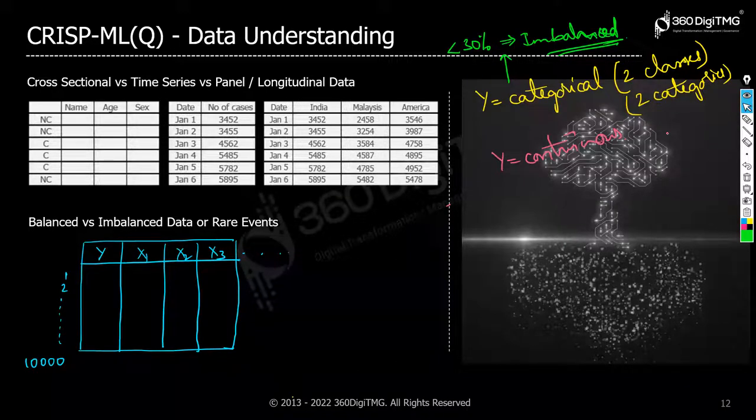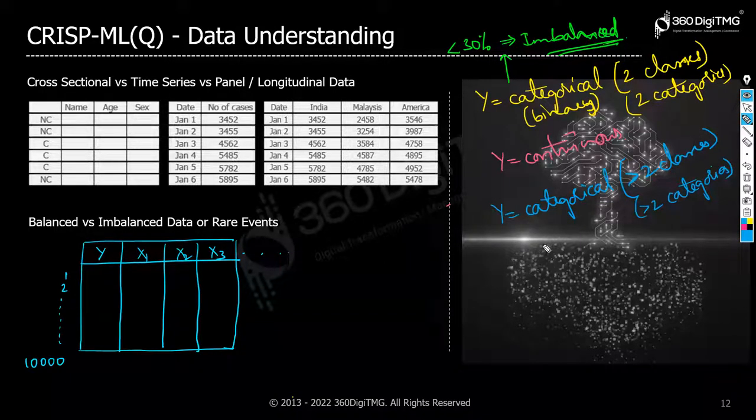Simple, right? Okay. So what if your output variable happens to be a categorical variable, and what if it has more than two classes? If you have two classes, it is called binary. Okay, let me also write it down. If you have two classes, it's called binary. And if you have more than two classes, or more than two categories, then it is called multiple categorical data.